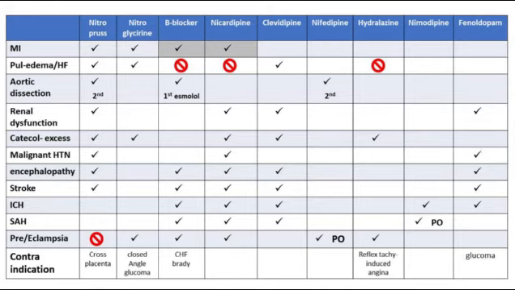In malignant hypertension, encephalopathy, stroke, ICH, and subarachnoid hemorrhage, they all agreed on nicardipine because they believe that nicardipine is a neuroprotective agent that will not cause an increase in ICP. So it can be safely used in cerebrovascular accident. Here in subarachnoid hemorrhage, we can use nimodipine per oral, because they suggest that it will decrease the vasospasm.